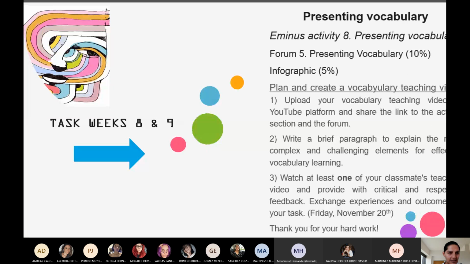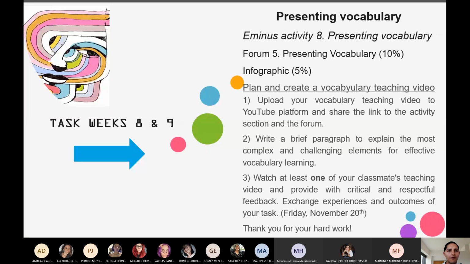Now, your tasks for weeks 8 and 9. It's going to be a task focused on presenting vocabulary. First of all, you need to do an infographic. This infographic activity is on Eminos. I'm going to show it to you in a moment.